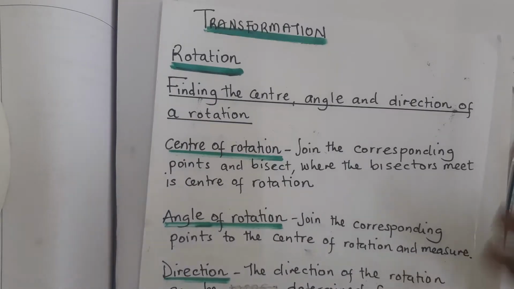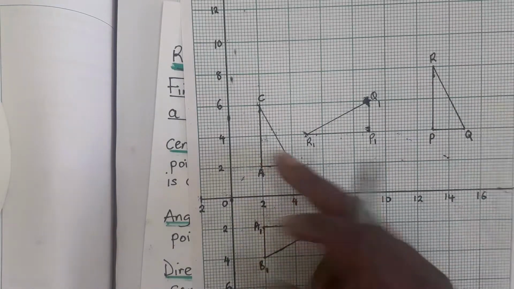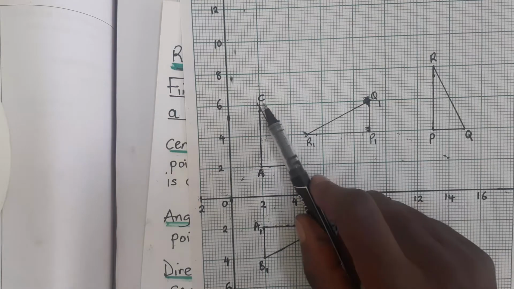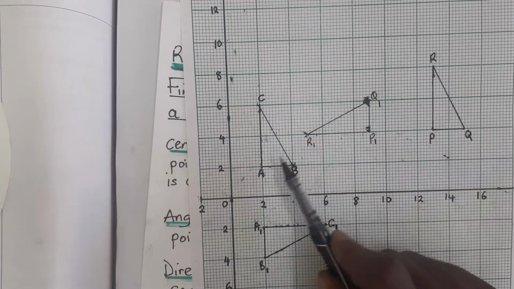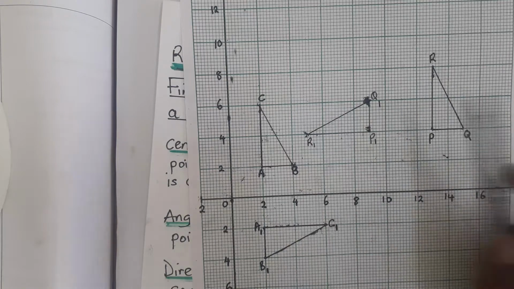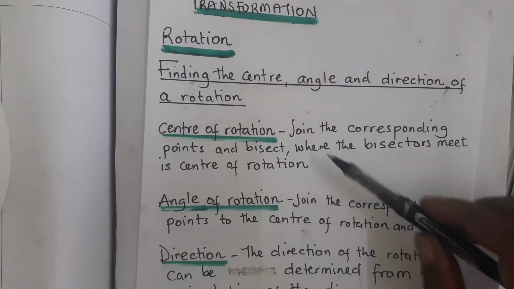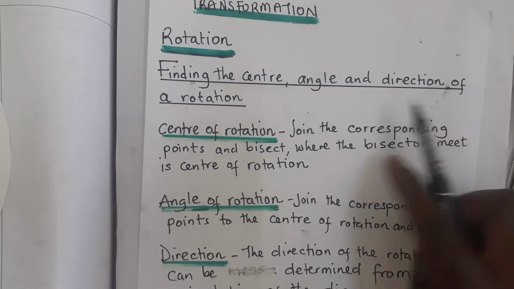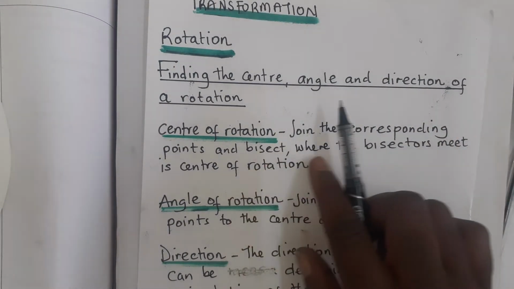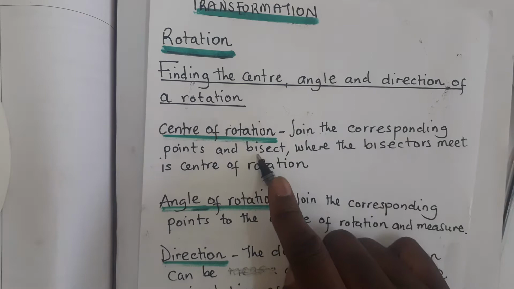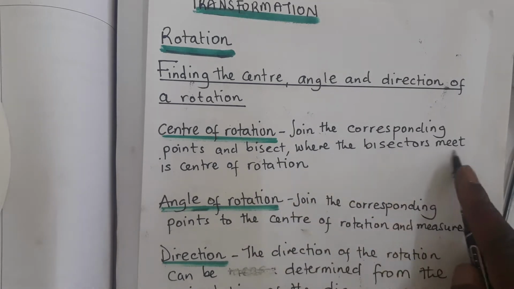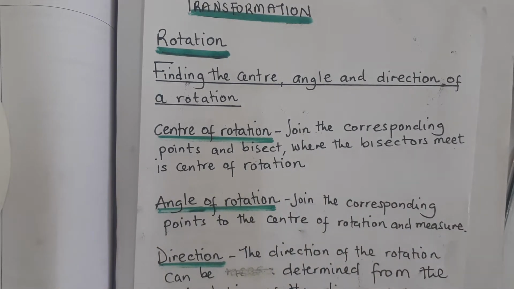Now, if you have a triangle, for instance, each point on this triangle has a corresponding point on the image. But here, I'm going to advise that it is better we just pick two pairs of corresponding sides and join. Then we bisect. Where the bisectors meet, that is the center of rotation. Sometimes it's difficult to understand when someone is just reading or explaining. When you begin to demonstrate, it will be easier.